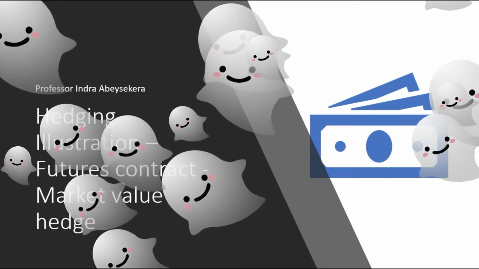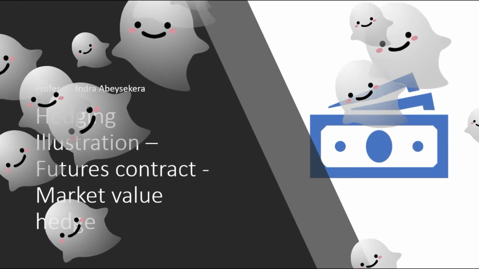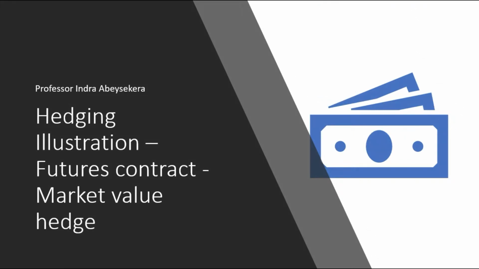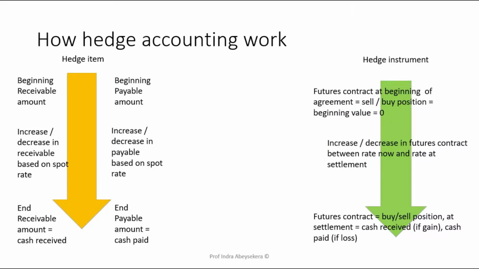Here we are going to look at a hedging illustration, specifically a futures contract, and in that, a market value hedge. When it comes to hedge contracts, there are two types of transactions taking place. One is in relation to the hedge item, the other one is the hedge instrument or the derivative.